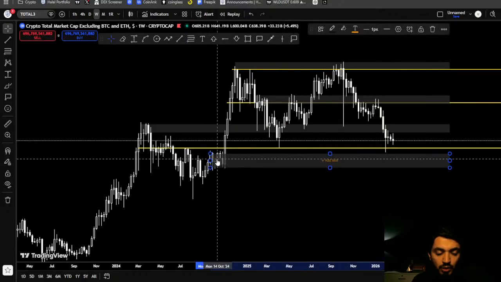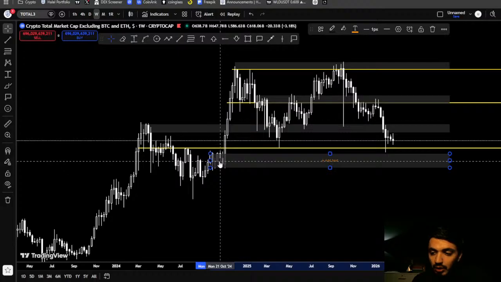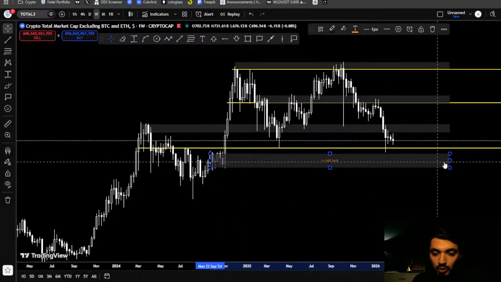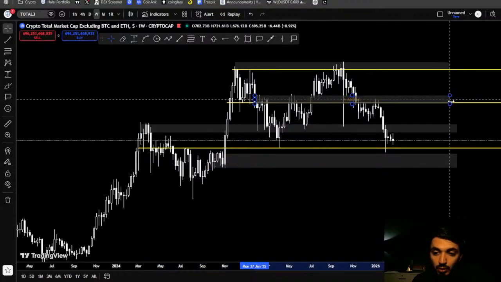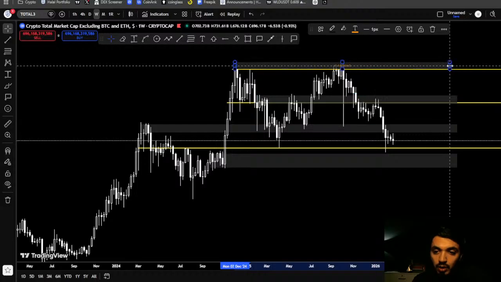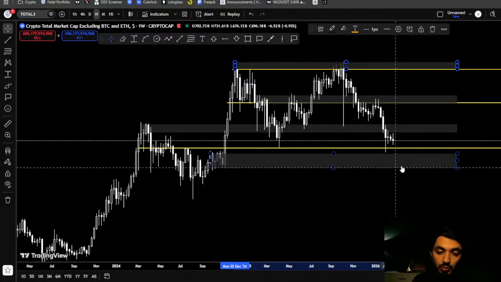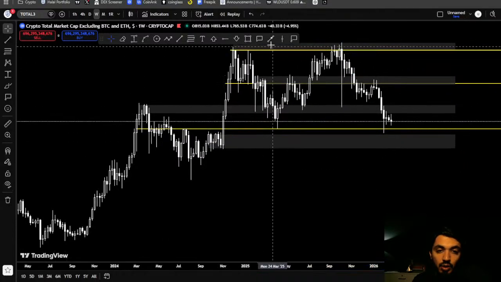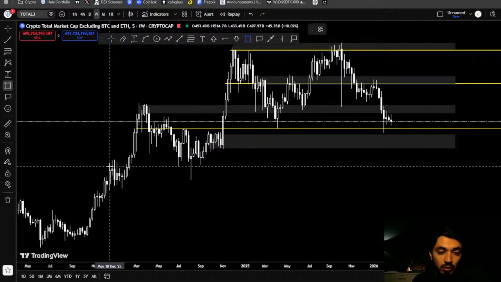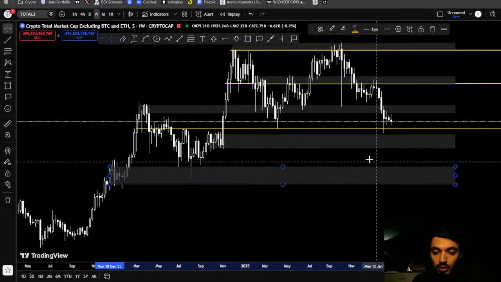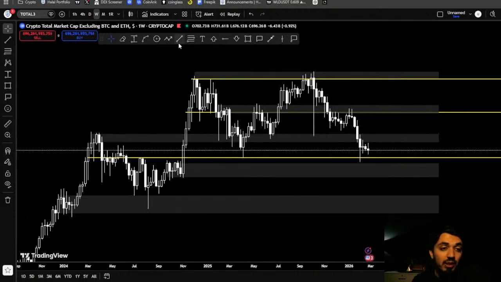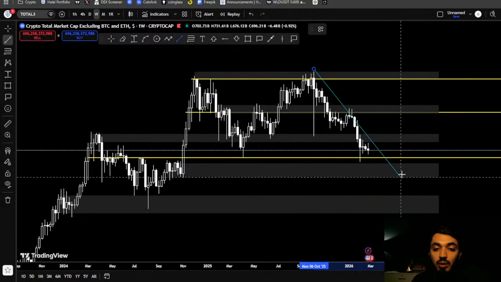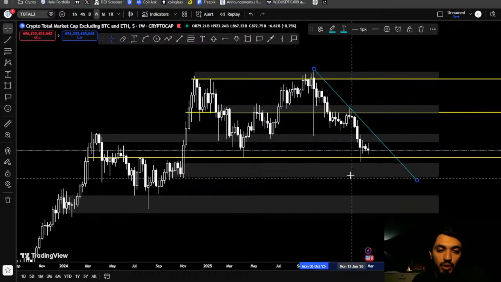Now we have an order block of demand right here in total 3, which is excluding Bitcoin and Ethereum. This also aligns. If Bitcoin goes lower to those levels, altcoins will probably come here, or we might even go lower to this order block. So anything could happen, but where is the entry? Like, where do we really get bullish? We need to flip a trend like this.